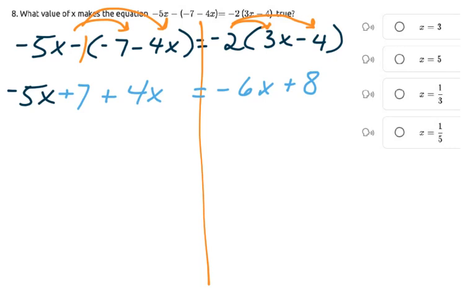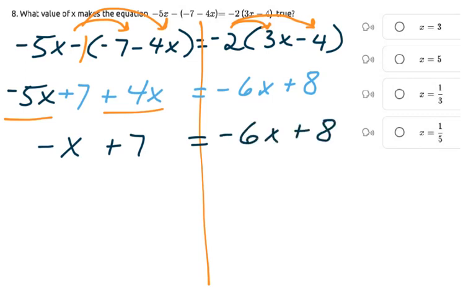I can combine some like terms. I've got negative 5x plus 4x there. Negative 5x plus a 4x is going to get you a negative x, basically. You can put a negative 1x, but I'm going to put a negative x plus 7 equals negative 6x plus 8, all right? All right, kind of long. We're hanging in there. We got this, all right?